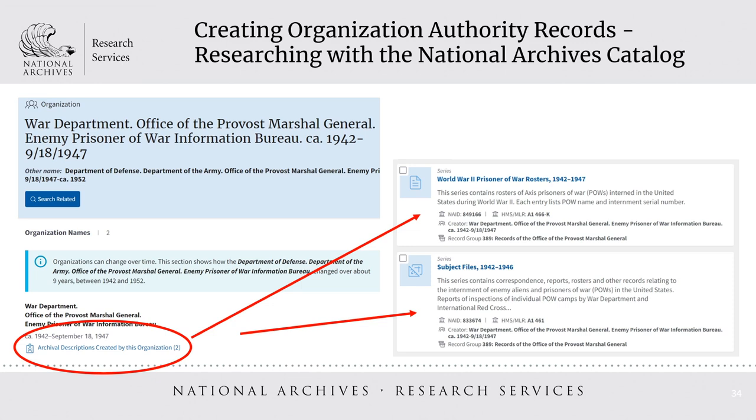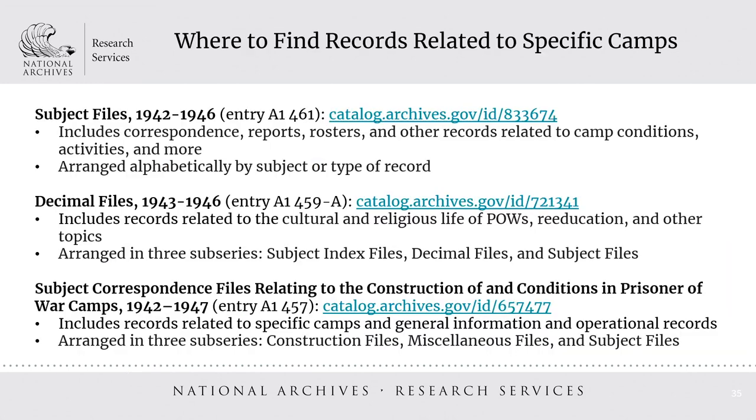In this iteration, the office existed from 1942 to September 1947. I have used the red oval to highlight the hyperlink from the catalog to the archival descriptions created by this organization. In this case, the Creating Organization links to two series of records, which is the second screenshot on the right-hand side of the slide. In the catalog, you could then click on one or both of these series to learn more about those particular records that were created by the Enemy Prisoner of War Information Bureau.